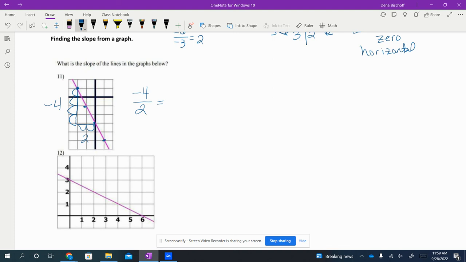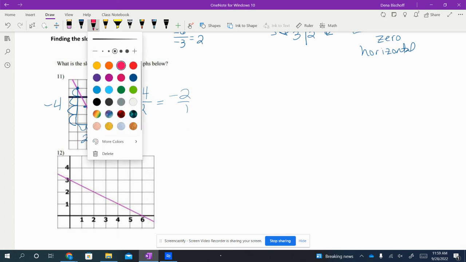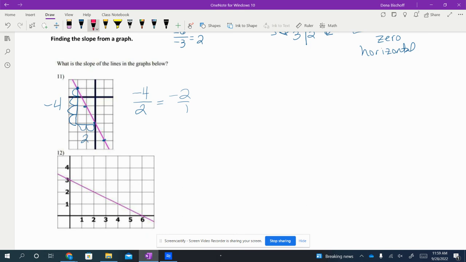-4 over 2 reduces to -2 over 1. And that just means that I could have counted it right here. I could have gone from here to here, down 2 over 1. Okay?